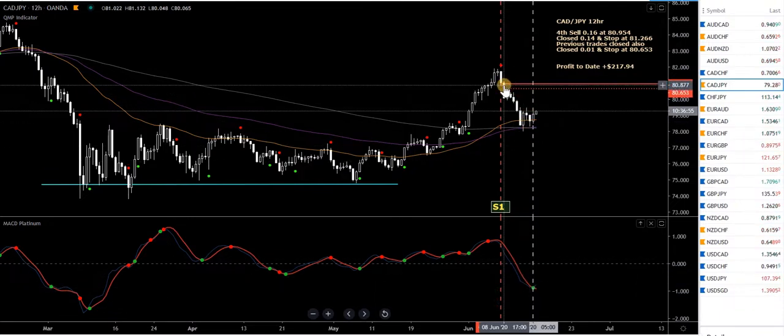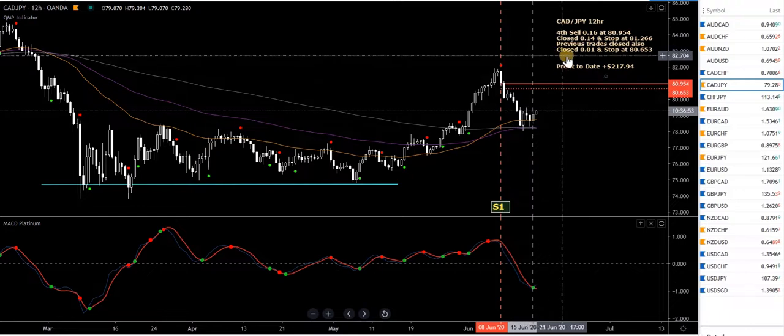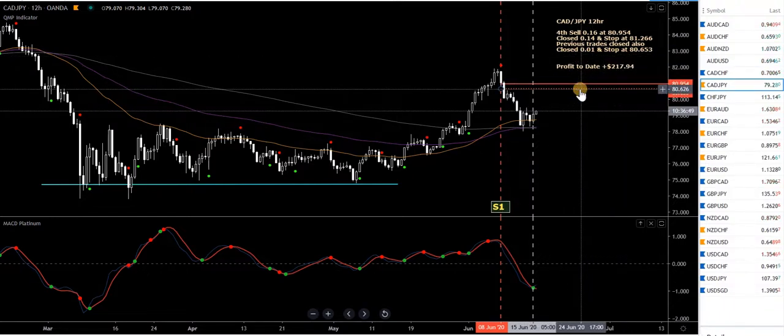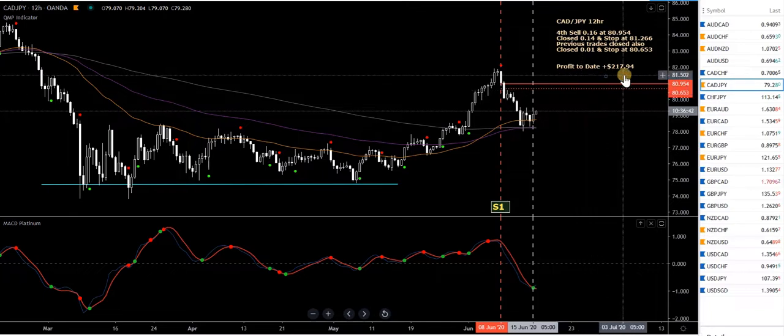So I was in a sell here, and what I've done this morning is close another 0.01 and bring my stop down below the entry level, locking in profit there. That was a profit of $23.92, which has been added to the total.